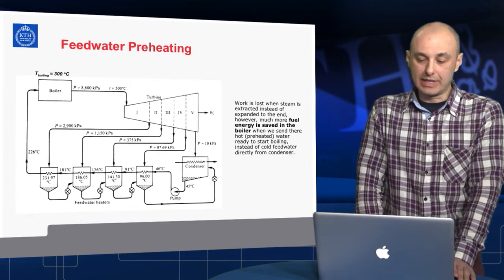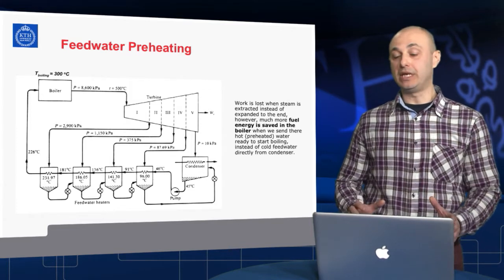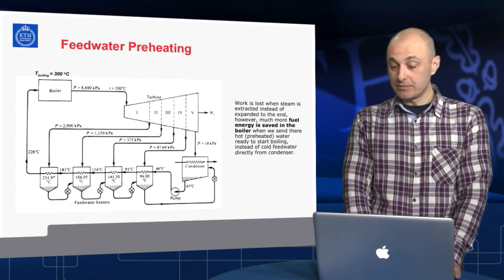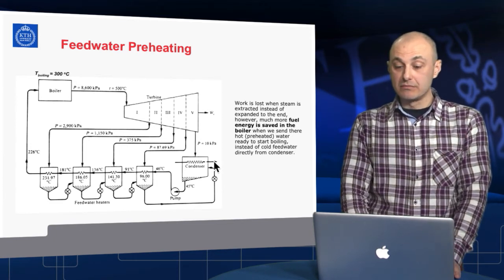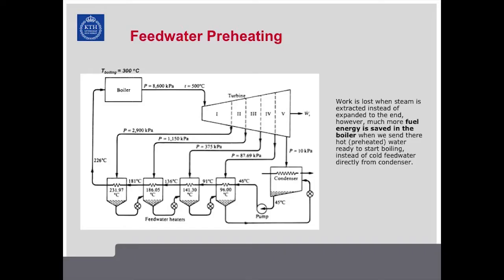Feedwater preheating is another way to improve the efficiency in the cycle without at all changing anything in the steam parameters. The same boiler, the same condenser, more or less the same steam turbine. All the major parameters are the same, but still we can do something inside the cycle to improve the efficiency even further. And this something is usually called feedwater preheating.